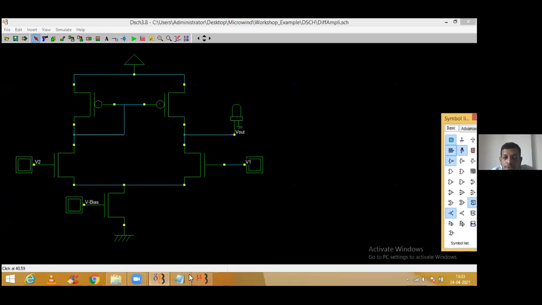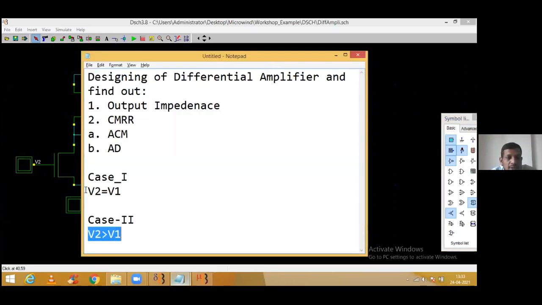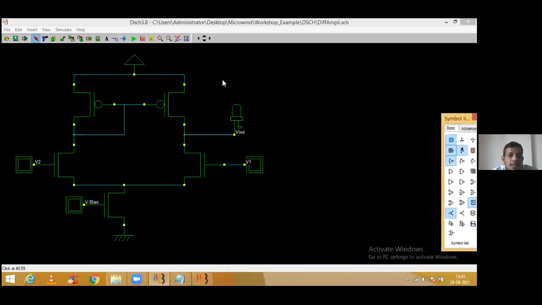Okay, so we need to find out these two cases. The case number one, when V2 equals V1, the output should be 0, and when V2 increases as compared to V1, we need to have the amplified output on the output side. Getting this one? Now this is the actual device just for maintaining the gain of the amplifier.